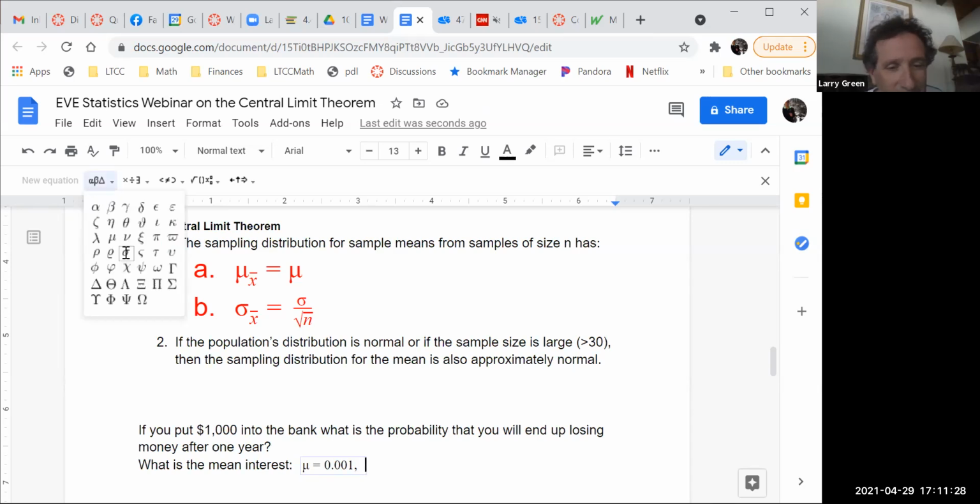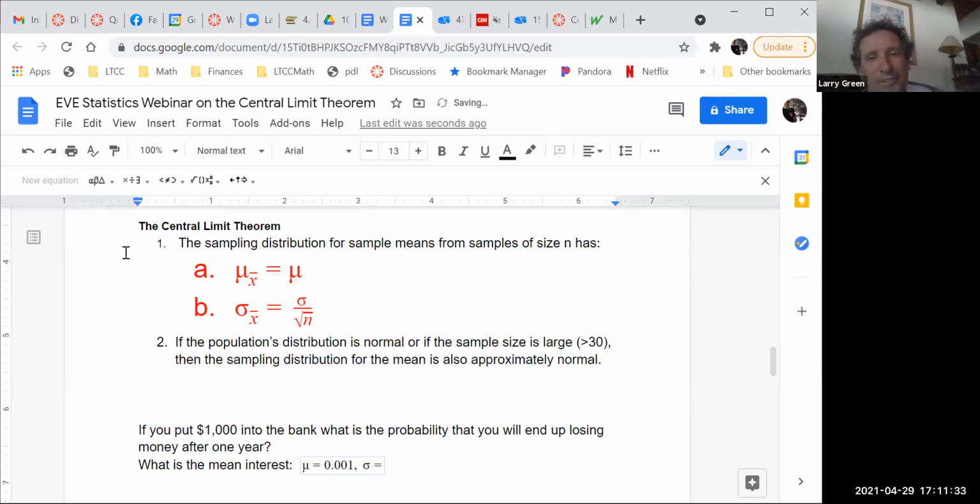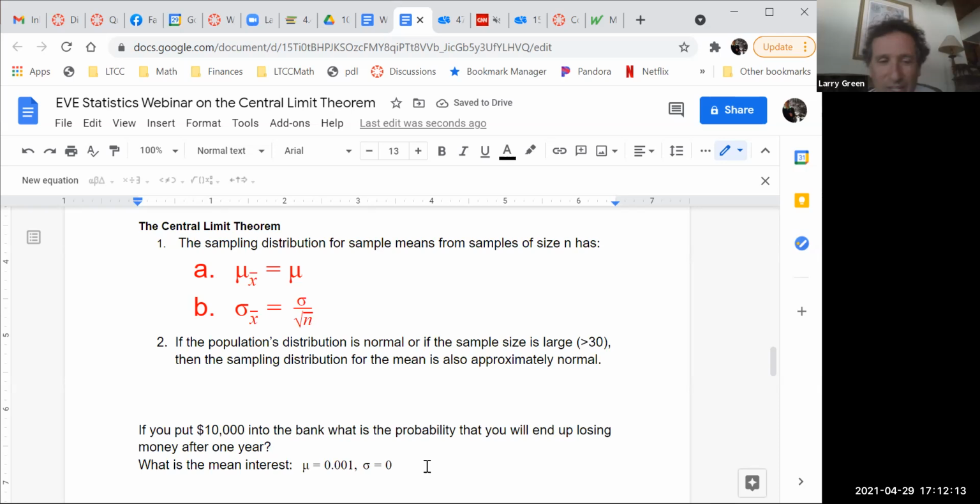What's sigma? What's the standard deviation? The hint is it's very easy. Any thoughts? Really easy. It's zero. If you know exactly what you're getting, then there is no deviation. In fact, instead of 1,000, let's make it more fun. Let's say you put $10,000 into the bank. Because of this, if the standard deviation is zero, then the probability of losing money is zero. Let me write P of lose is equal to zero. So that's easy. Do you agree?